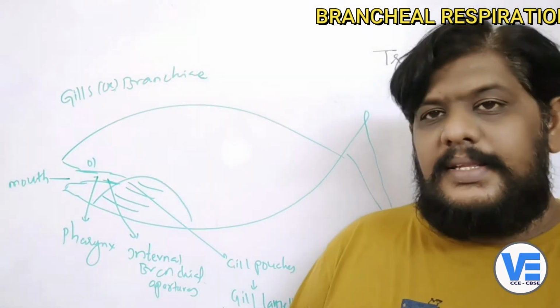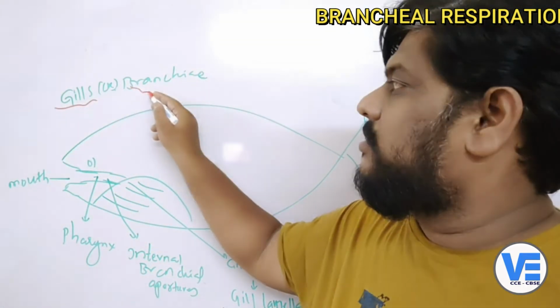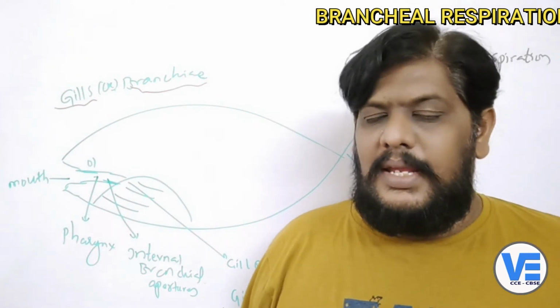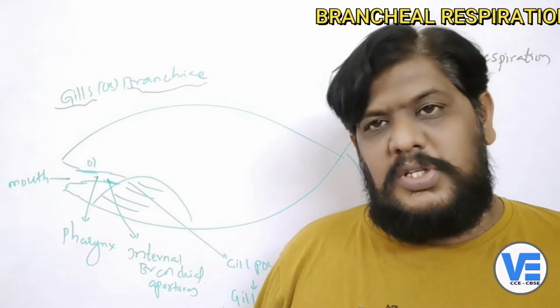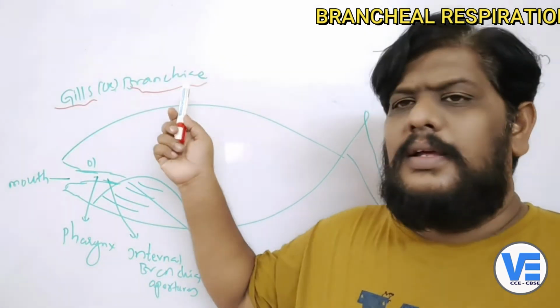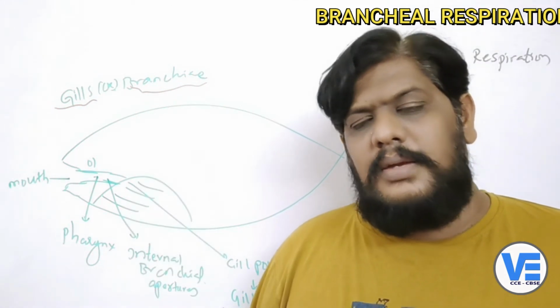So for this, they have special structures called the gills, and these gills are also called the branchiae. Okay, remember the word branchiae. It is similar to the word studied in human respiration, right? Bronchi and bronchioles, right? But here it's a bit different. So you can say it's branchiae. So gills are also called the branchiae.